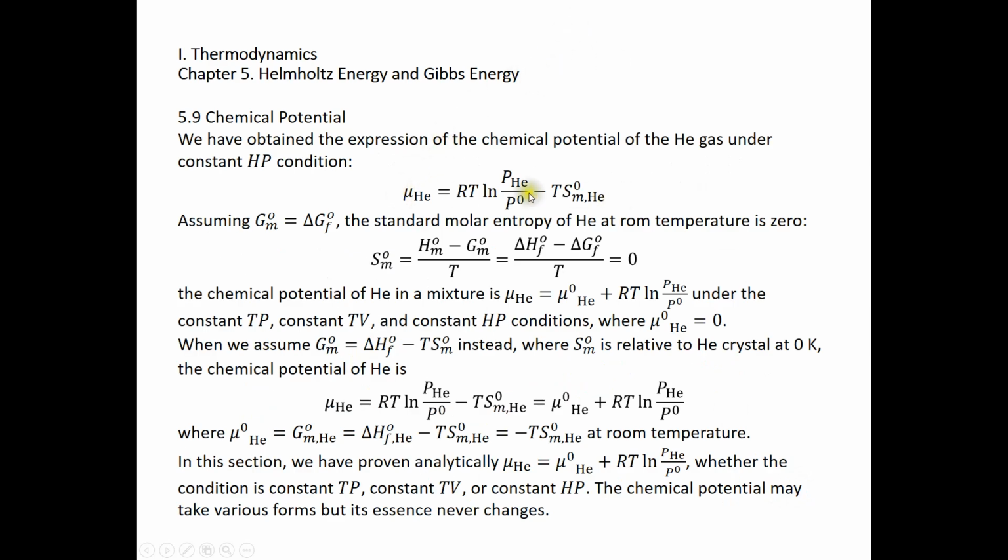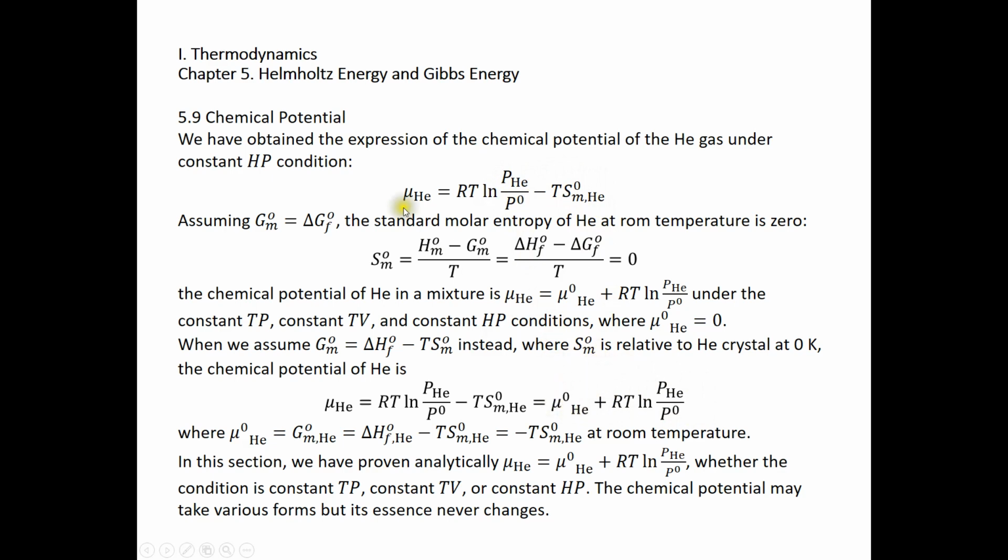So again, we get this equation, but this looks a little different from the equation we commonly use over here. So what's the difference? You can see this term RT times the natural logarithm of the partial pressure of helium over P naught is exactly the same as this one. So is this equal to the standard chemical potential of helium?